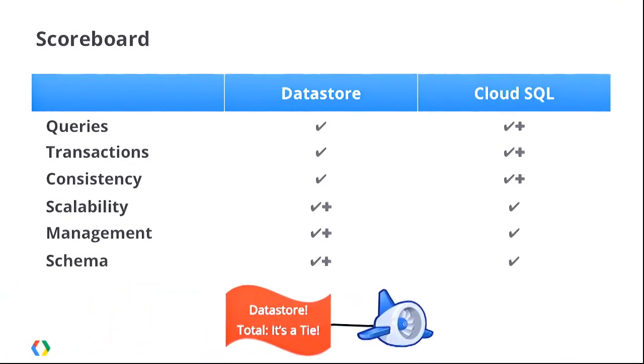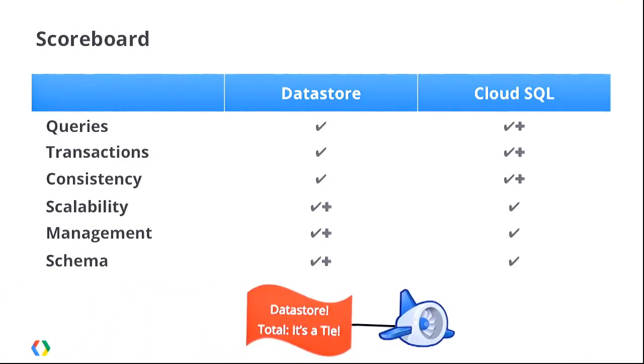And I win! No, it's a tie. Oh, that didn't turn out how I thought. No. So, who could have predicted a tie? Maybe there is room for both of our products in the world.